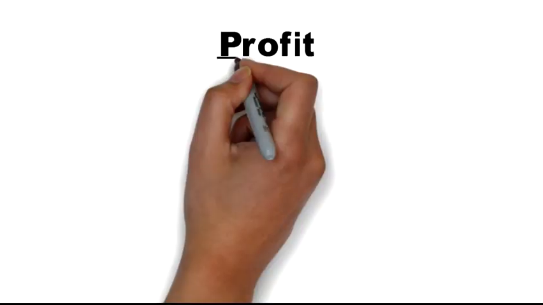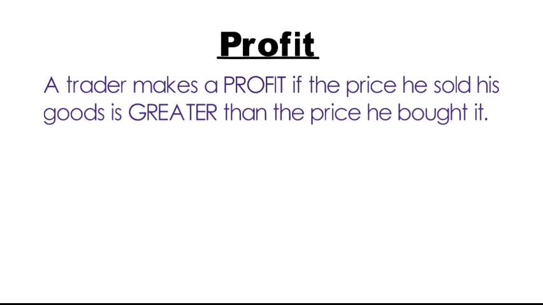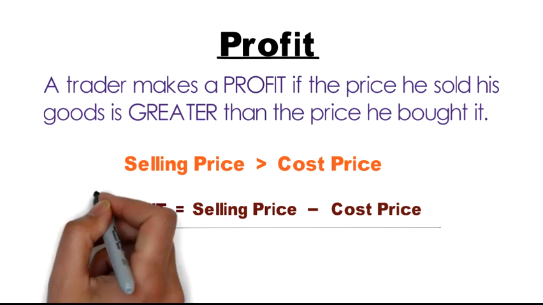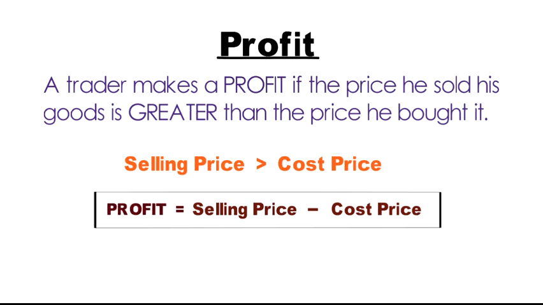Next, we will define profit. What is profit? A trader makes a profit if the price he sold his goods is greater than the price he bought it. So, profit is made when the selling price is greater than the cost price. Mathematically, profit is equal to selling price minus cost price. If you want to determine profit or gain, you will use the formula profit is equal to selling price minus cost price.